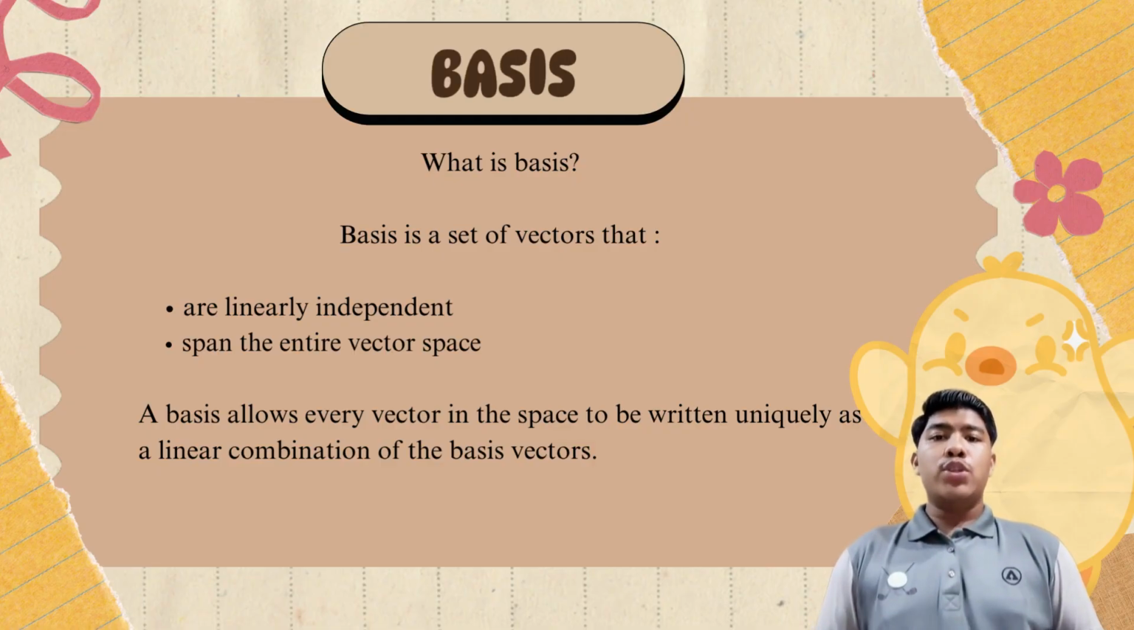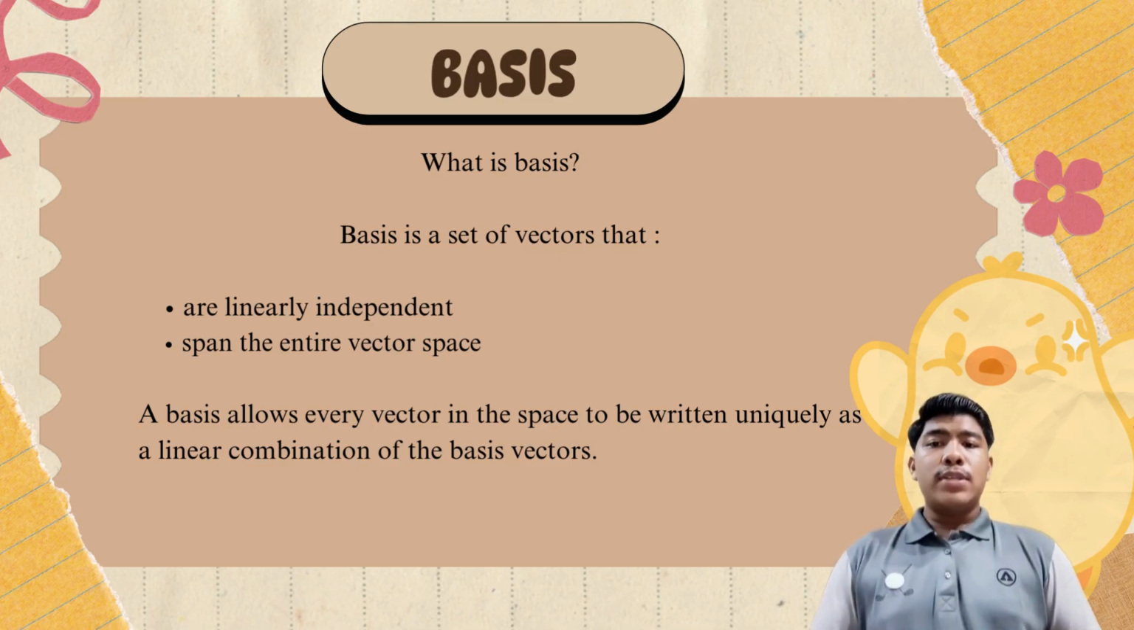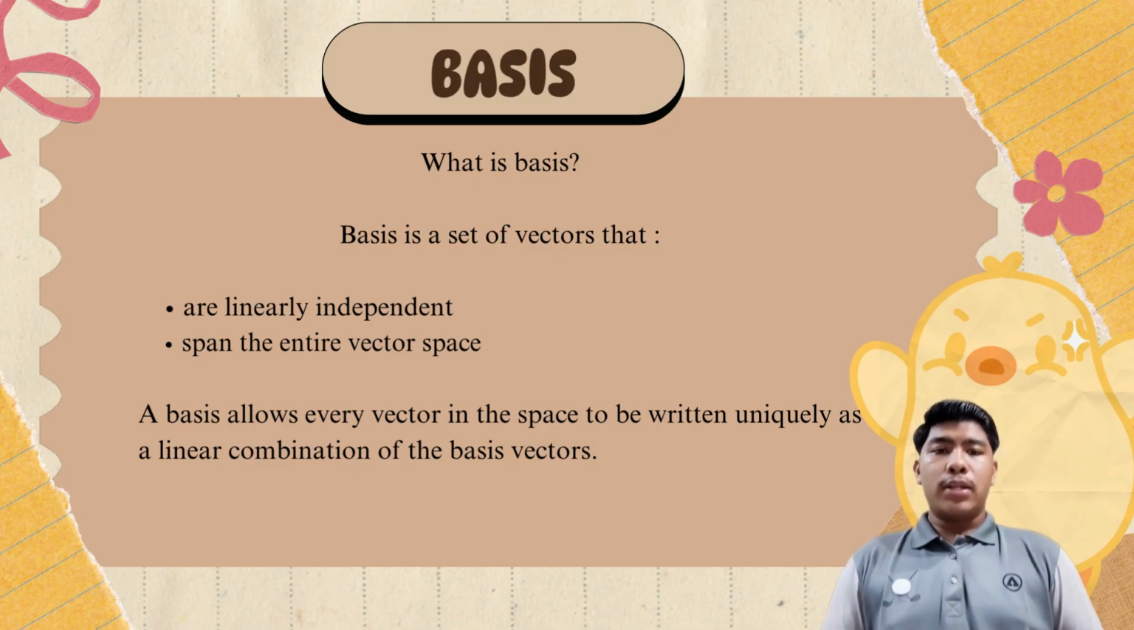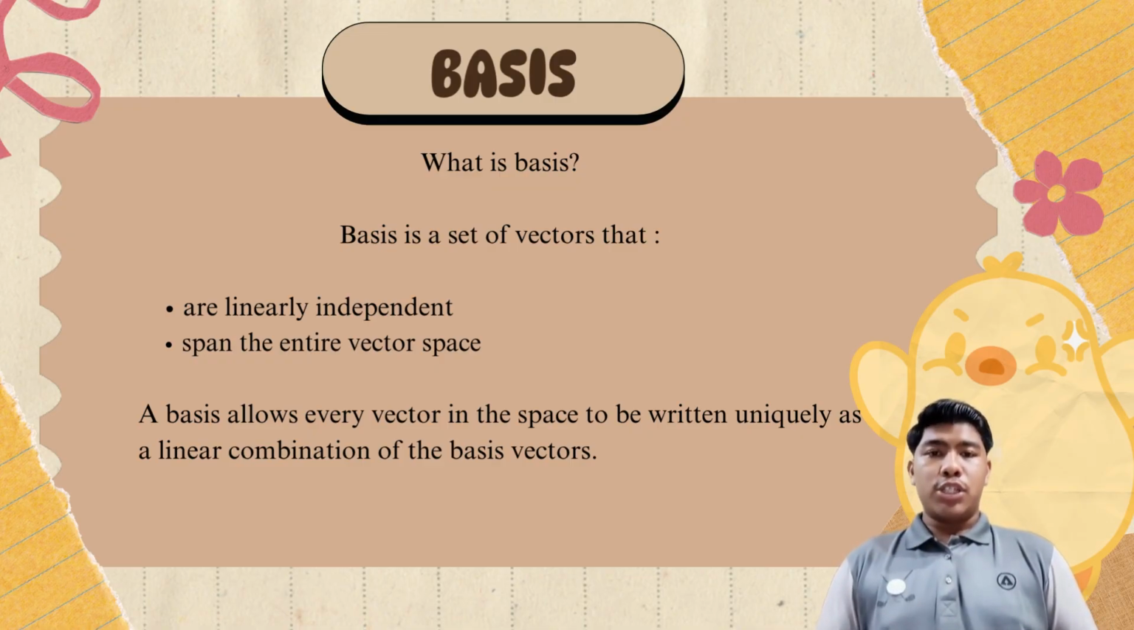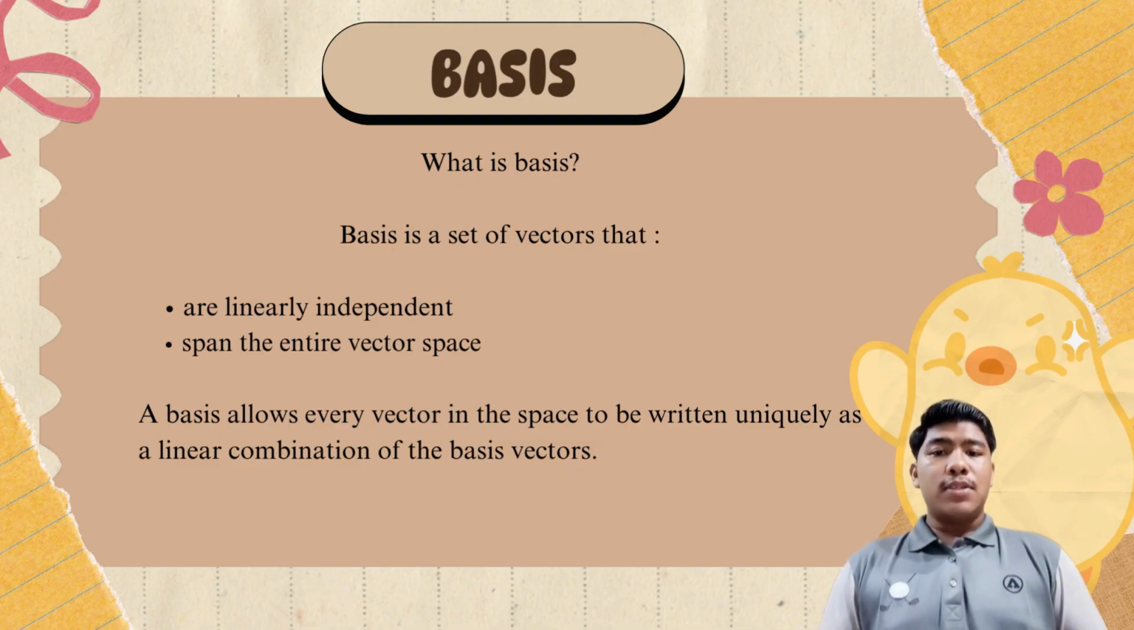Today, I will present our solution for determining whether the given set forms a basis. Before we start, let me briefly explain what a basis is. A basis is a set of vectors that satisfy two conditions. First, the vectors must be linearly independent. Second, they must span the entire vector space. If both conditions are satisfied, then every vector in the space can be written uniquely as a linear combination of the basis vectors.